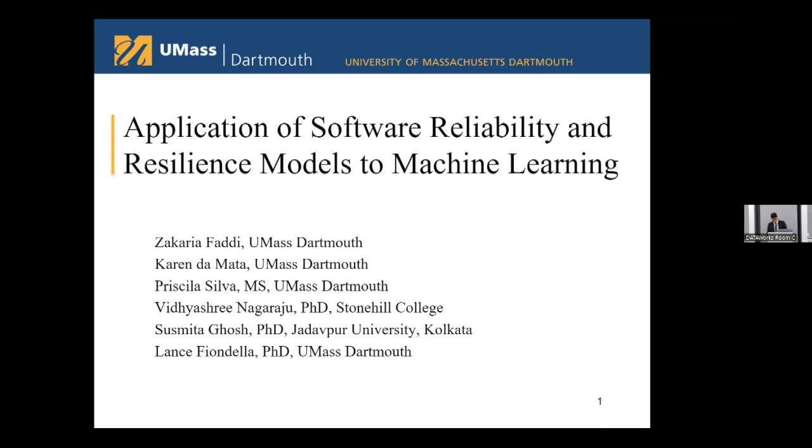So what is software reliability? It's the ability of software to perform its intended function without failure for a specified period of time. And what is software resilience? It's the ability of software to recover from a failure and continue to operate.